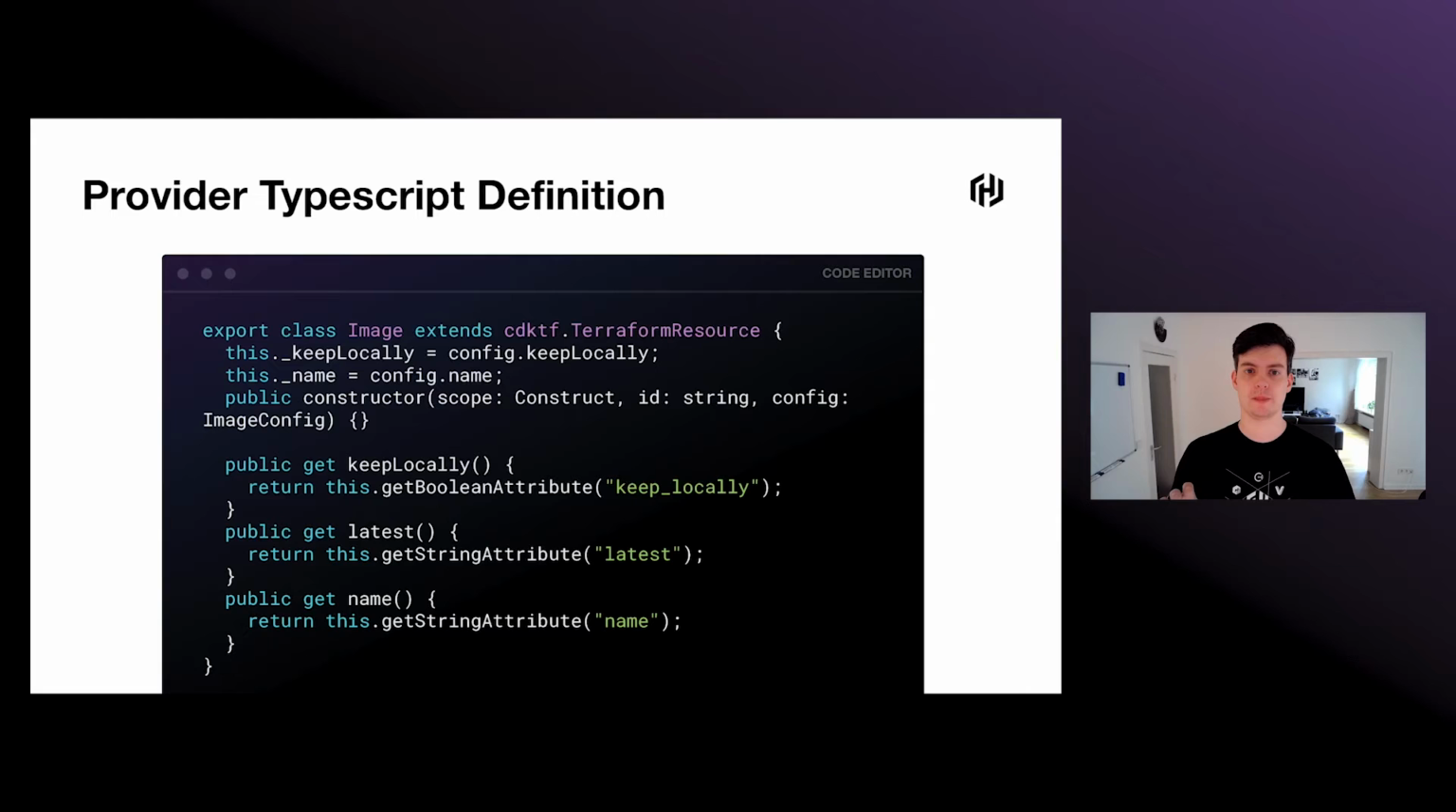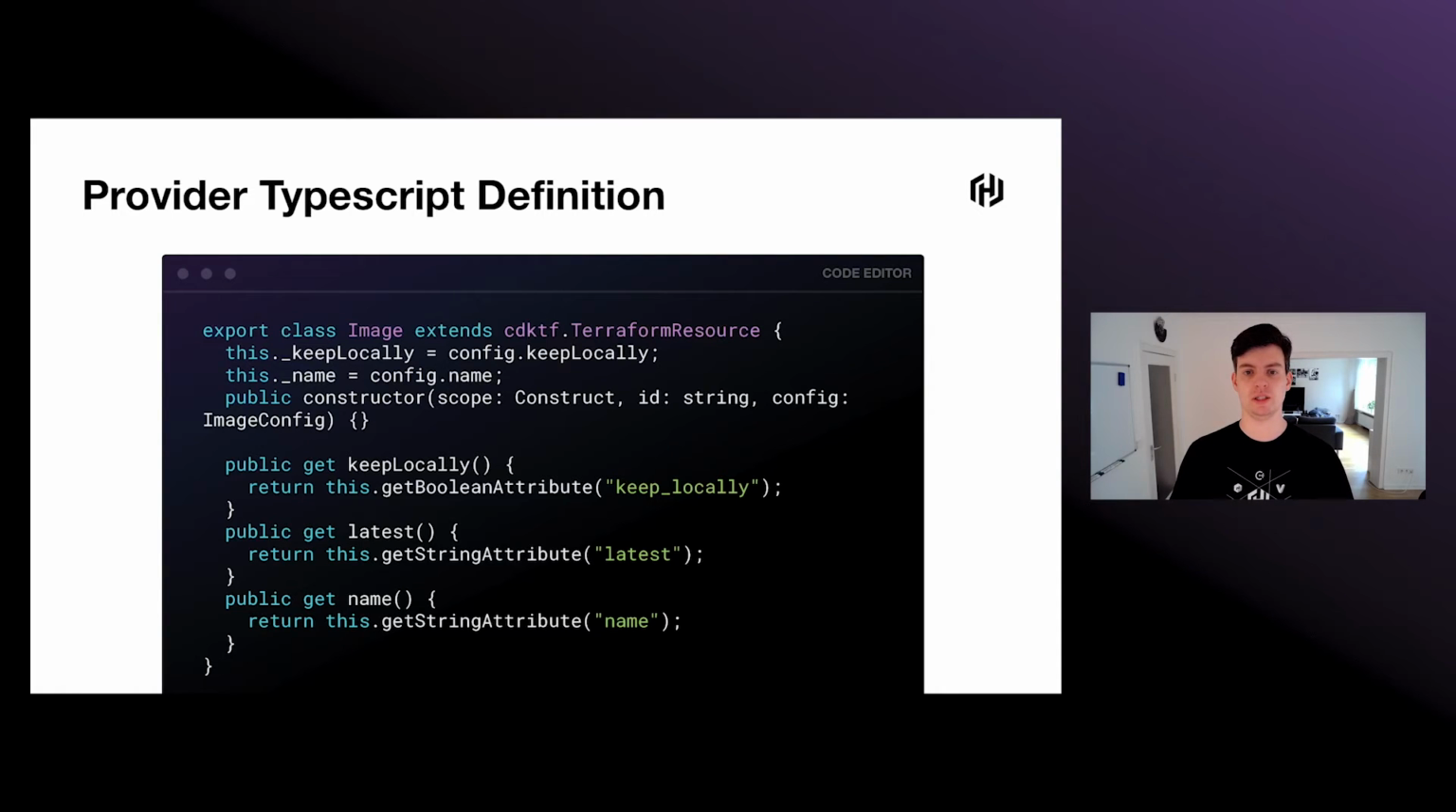So in general, we have the communication here between JSII and our program code, and JSII is run inside of a Node.js process and the program code in the language of our choice. That's what we need the runtime for. So we can see here the provider TypeScript definition. We have an image class here, which extends from the CDKTF Terraform resource. So our project's baseline is this Terraform resource that has some functionality in it that we commonly need.